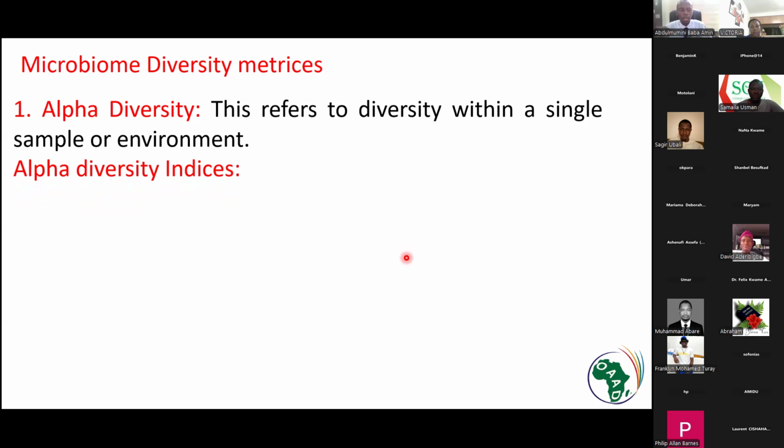For example, you can compare the oral microbiome and the gut or fecal microbiome. These are from different environments, so beta diversity can help tell the difference better.